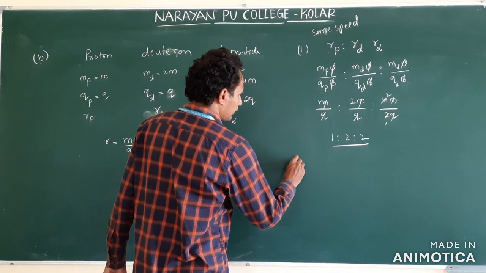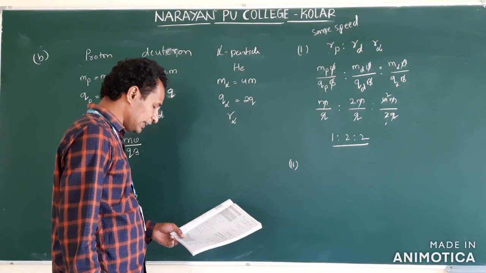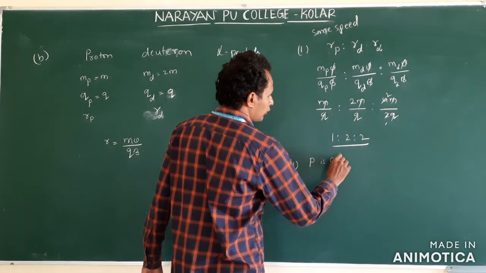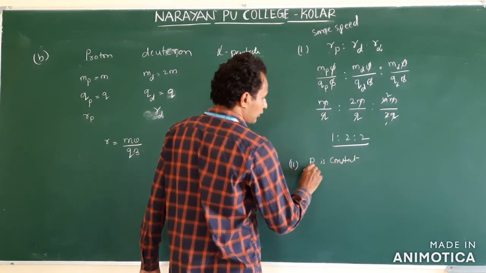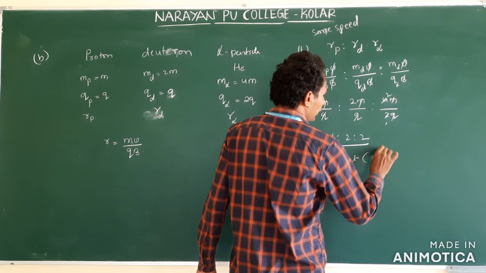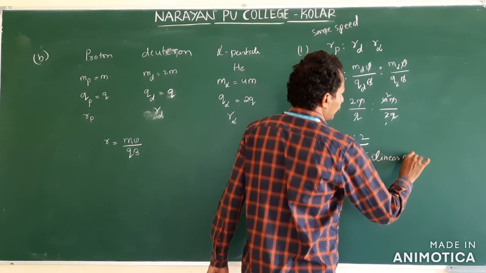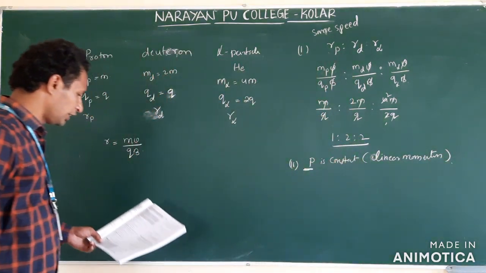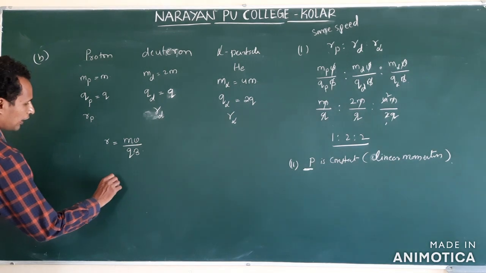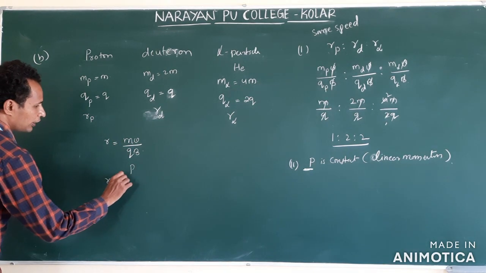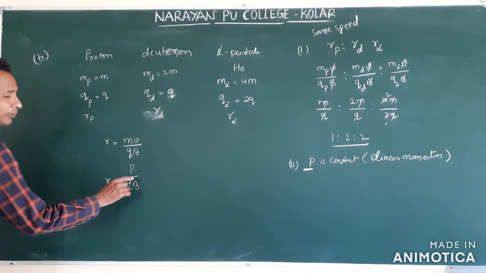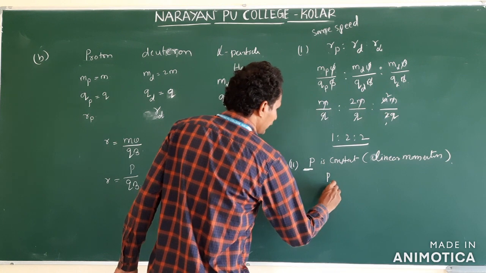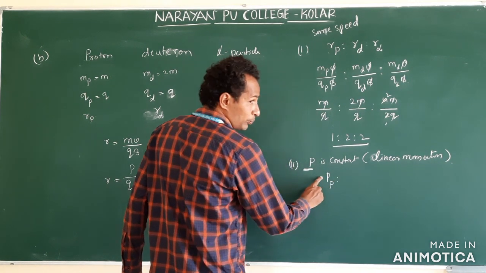The second question is what? They entered with the same linear momentum. P is the same. P is constant. It is not proton. Momentum, linear momentum. Clear? In terms of linear momentum, what is the formula? R is equal to P by QB. B remains the same. So then I can write Pp means the momentum of the proton.